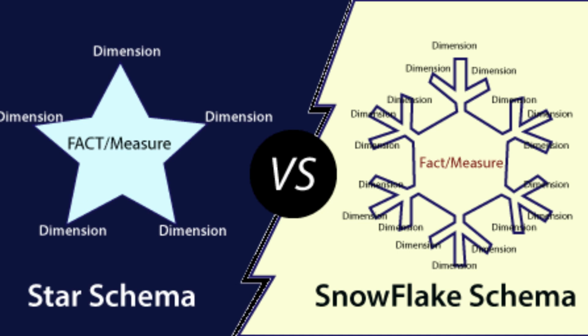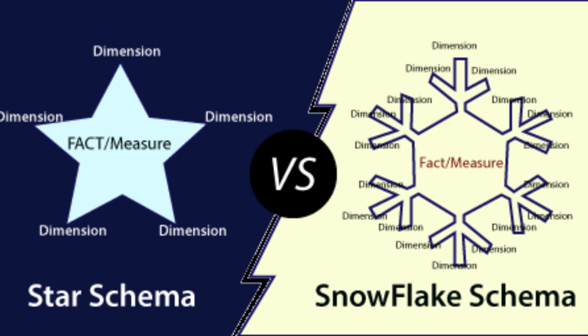3. Data volume. For large volumes of data, a star schema might be preferred because it simplifies queries and improves performance. 4. User requirements. If the end users need fast query performance and are not concerned with the underlying complexity, a star schema is often chosen.